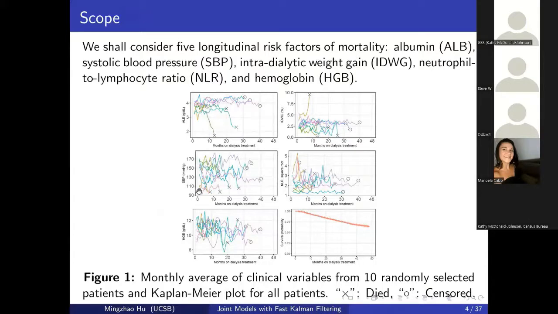And in figure 1, we are plotting the monthly averages of 10 randomly selected patients, of which 5 actually died during the dialysis treatment. You can see in each subplot, we are plotting the trajectories for each month the patient is undergoing dialysis treatment. And once they reach the X, it means the patient has died. So we see quite some variability in the trajectories and also some seasonal changes for some patients. And this is an extra level of difficulty for our modeling. Furthermore, in the Kaplan-Meier survival plot, we also see that up to 40% of patients have died about 4 years into the dialysis treatment. So mortality is a key concern in research involving dialysis treatment.